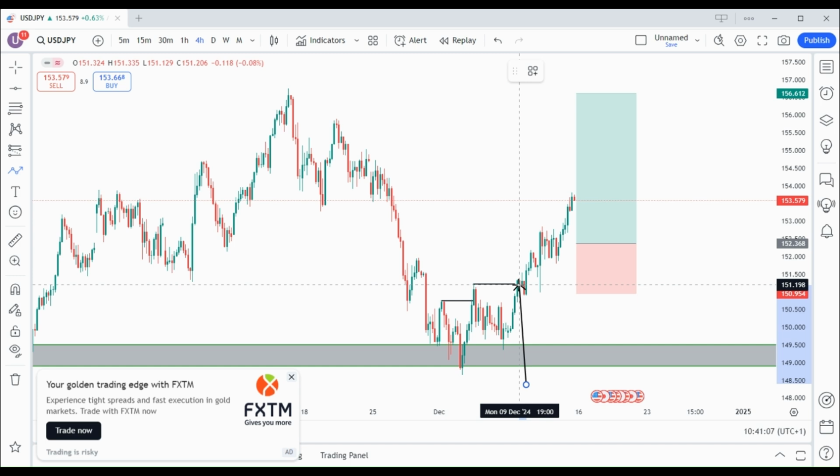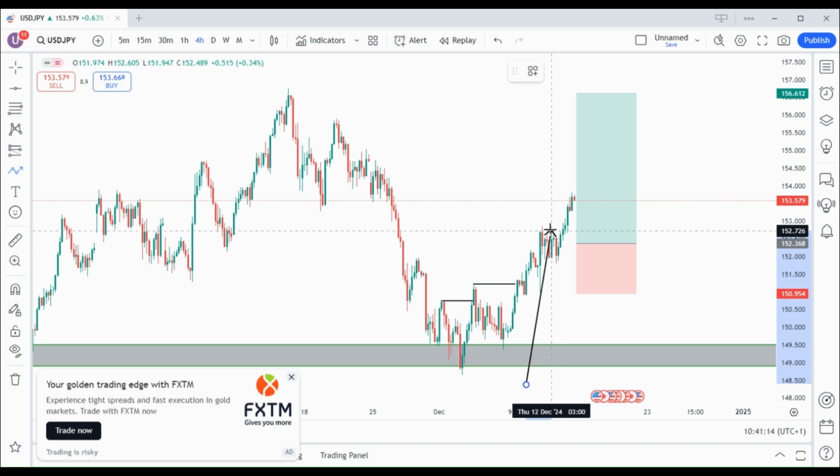After breaking this structure, what next? Price retraces back to where? To this bullish order block for another upward momentum. Now there's another structure. The price has broken another structure here. So we're expecting this price to do what? To come back to this zone. That's why I put it at this zone.